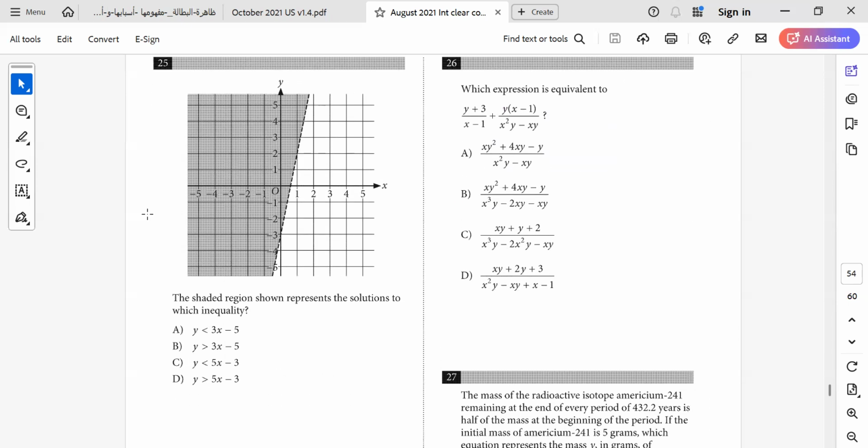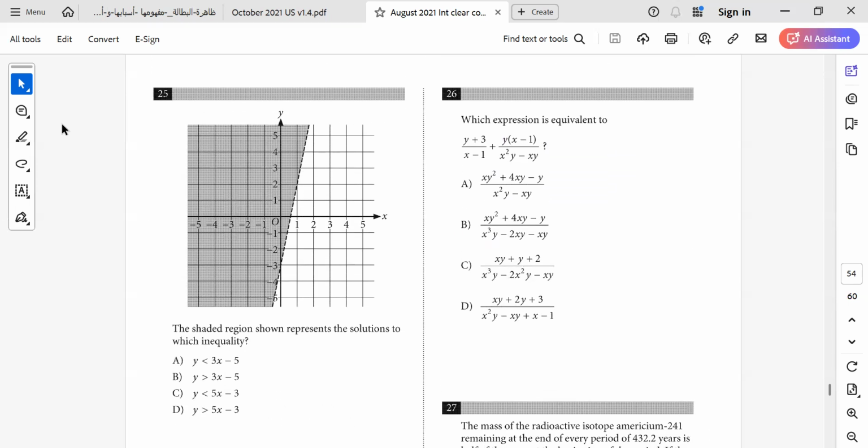Mister, can you solve 25? Okay, 25. The shading is above the line, right or not? Shading is above or below. If it's below, it will be like this. But the shading here is above the line. So I will choose y more than. I have two equations with y more than, but one has y-intercept -5 and one -3. Mine is y-intercept -3. So I'll choose this.